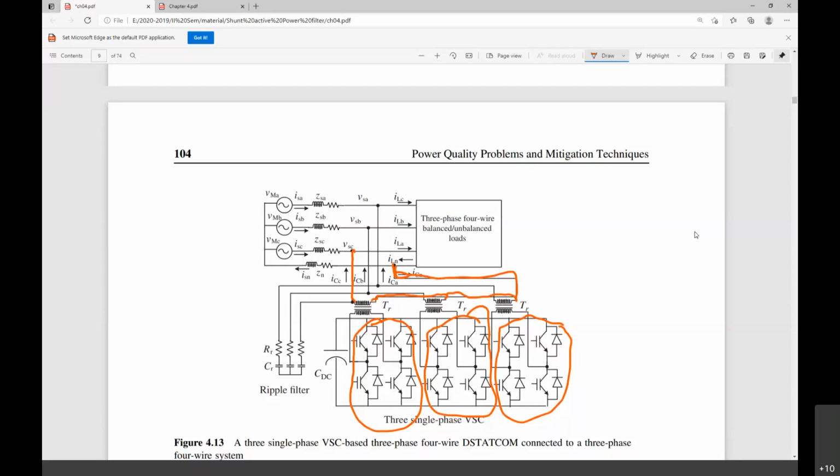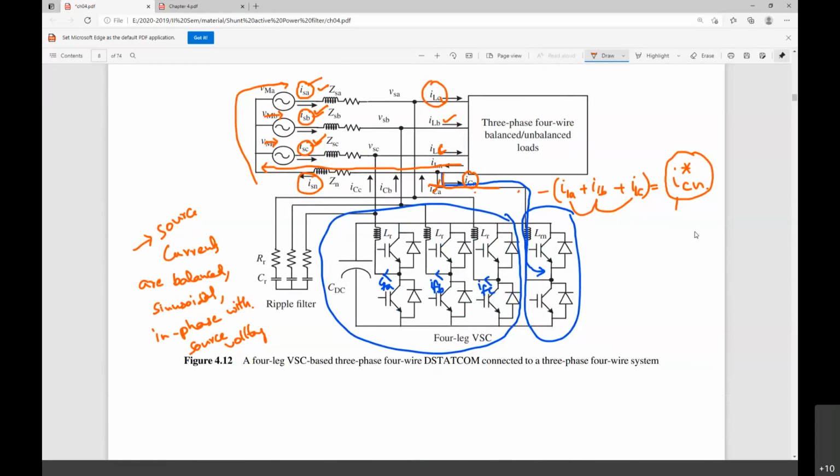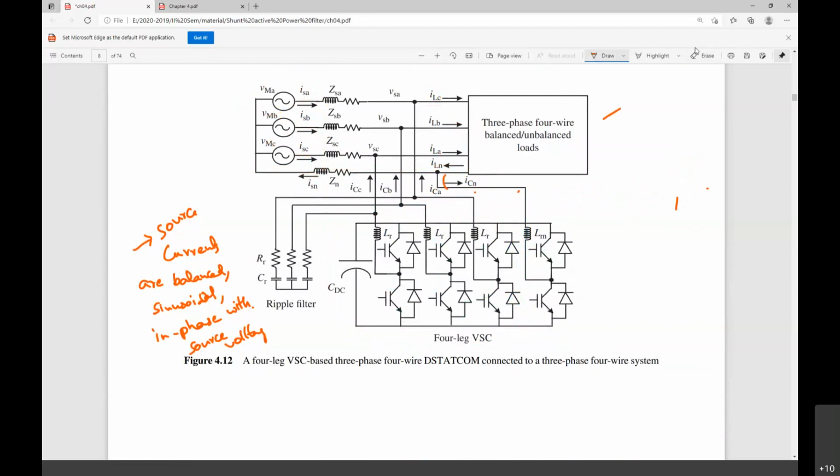This way, we are going to provide the path for the neutral current. In the earlier case also, in the case of a four-leg topology, the neutral current is going to redistribute among the A phase and the B phase of the filter current. Here, if you see, the neutral current is going to flow over here.